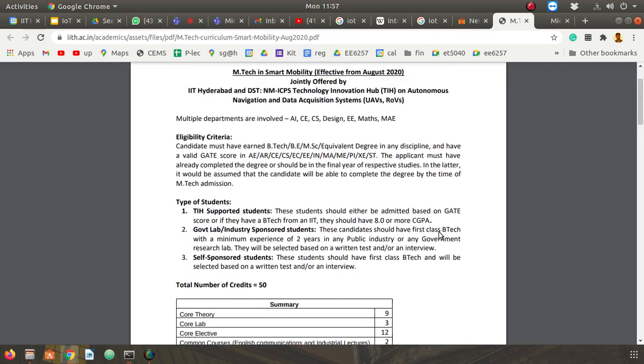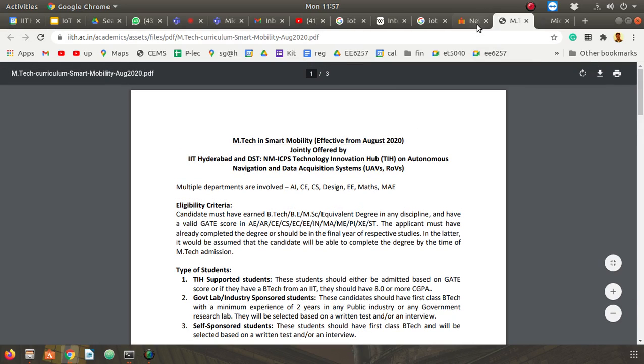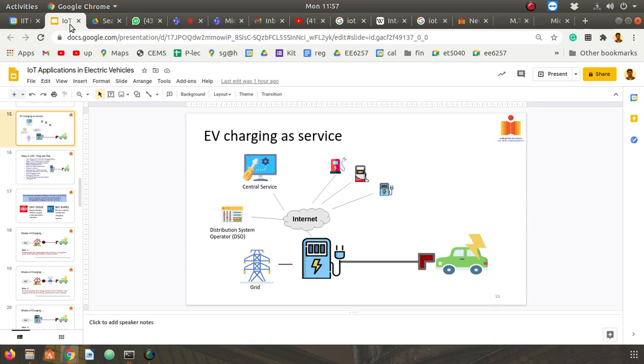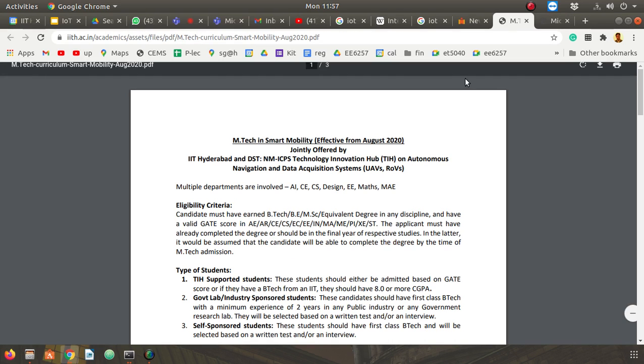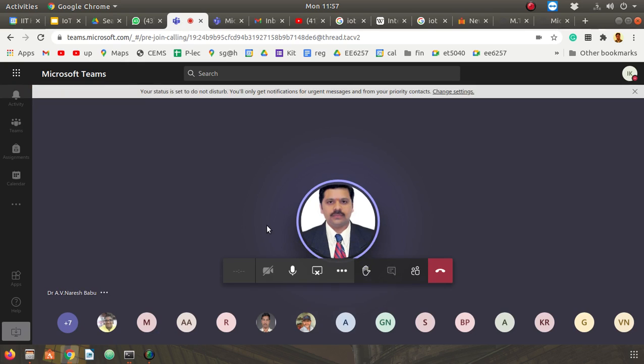Eventually, even at the all India level, more and more institutes are starting MTech programs in electromobility. I just want to inform you of that. You can just search for MTech program on smart mobility, IIT Hyderabad, and you will find this link. This is for your information.